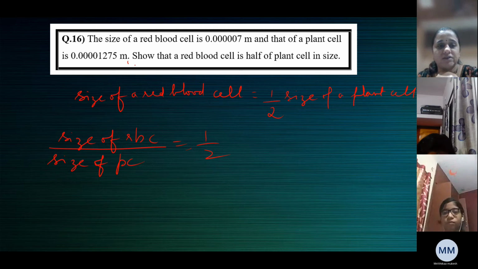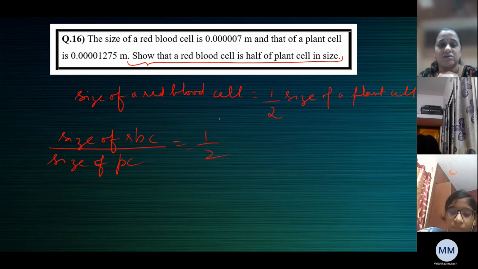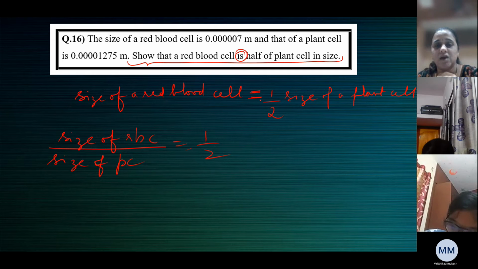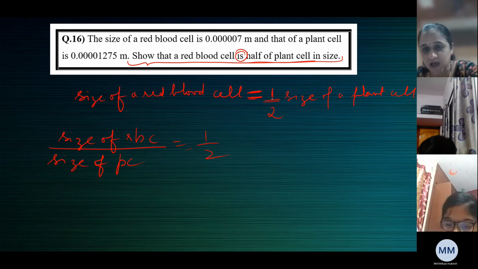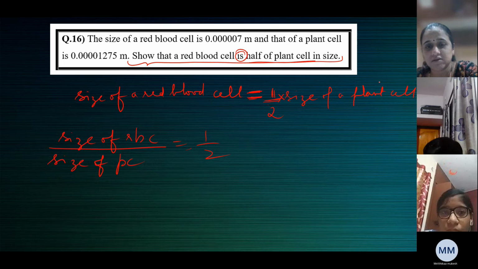Whatever is given here, I've written it as an equation. Show that the size of a red blood cell is equal to half of the plant cell in size. So half the size of a plant cell. You must show that the size of a red blood cell is equal to half into the size of a plant cell.